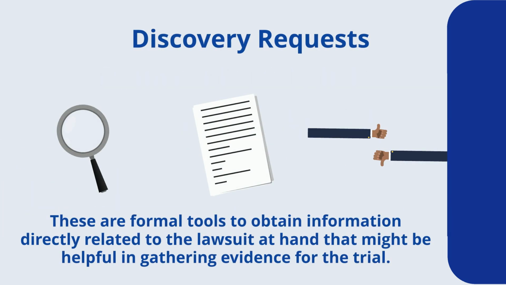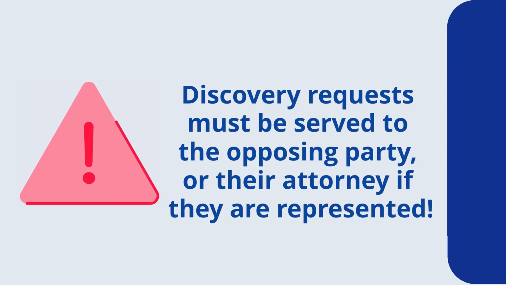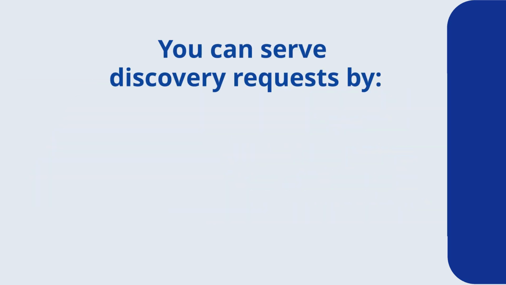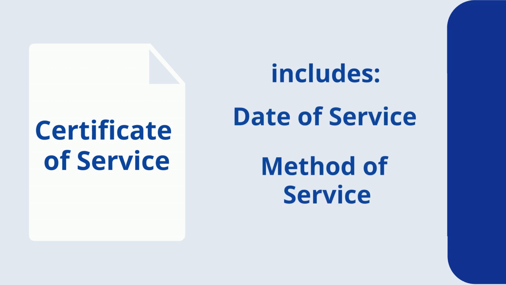These are formal tools to obtain information directly related to the lawsuit at hand that might be helpful in gathering evidence for the trial. The discovery requests must be served to the opposing party, or their attorney if they are represented. You can serve the discovery requests by mailing or emailing them. You must also file a document called a certificate of service with the court that includes the date and method you used to serve the documents to your opponent.